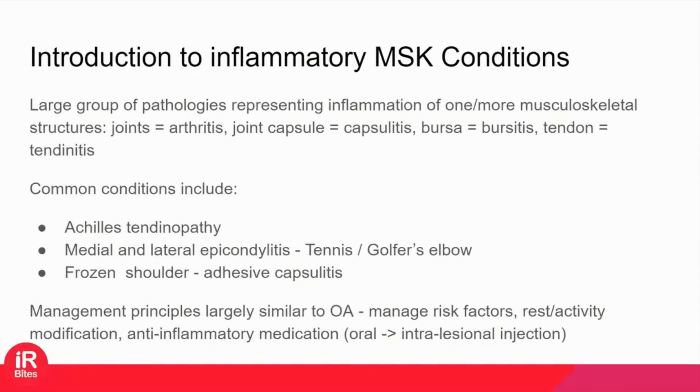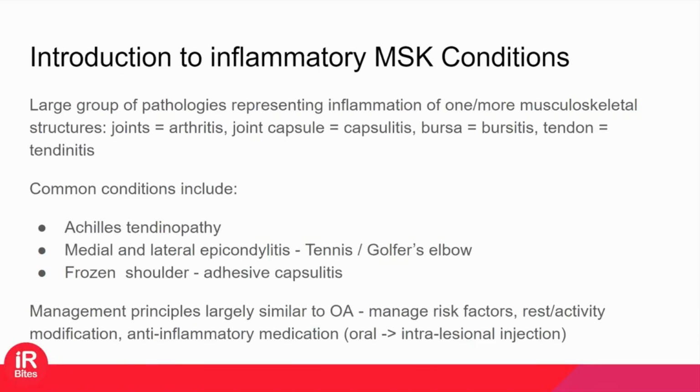Inflammatory MSK conditions represent a very large group of conditions, all of which involve inflammation of an MSK structure. So we've already talked about joints, and osteoarthritis is a bit more inflammatory than we once thought. But if it's the capsule, it's called capsulitis. If it's a bursa, an extension of the joint fluid near the joint, that's bursitis. And if it's a tendon, it's tendonitis. So any MSK structure can be inflamed. Each of them has its own name, but we group them under inflammatory MSK conditions because their management is pretty similar.